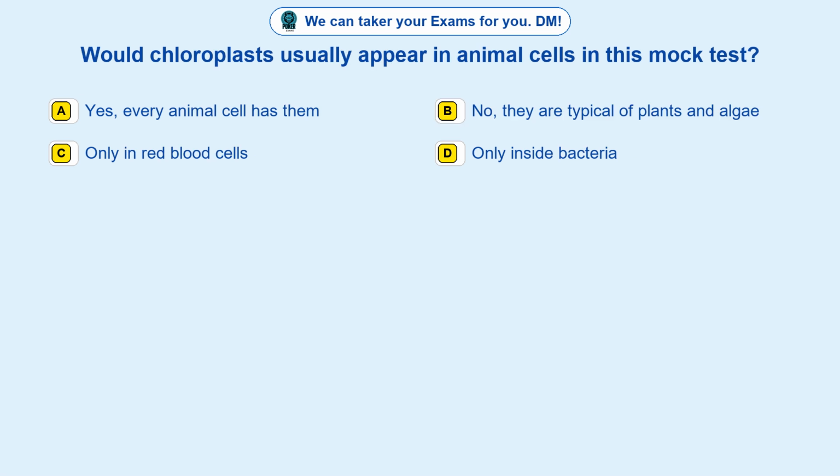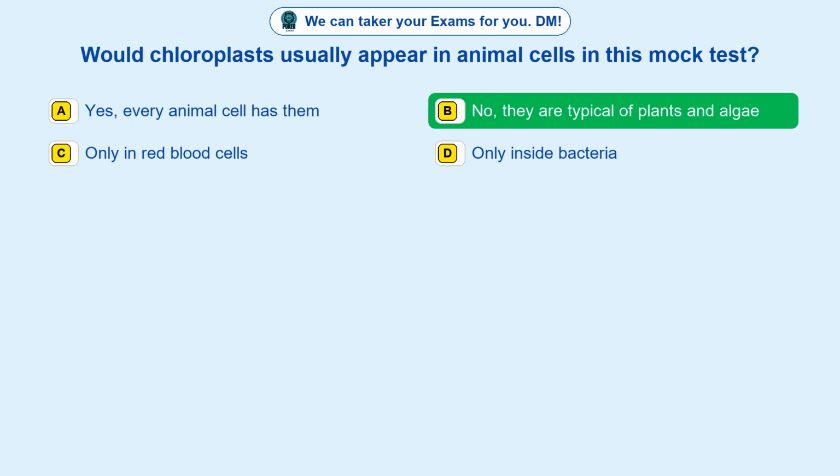Question 14. Would chloroplasts usually appear in animal cells in this mock test? Option A. Yes, every animal cell has them. Option B. No, they are typical of plants and algae. Option C. Only in red blood cells. Option D. Only inside bacteria. The correct answer is option B.